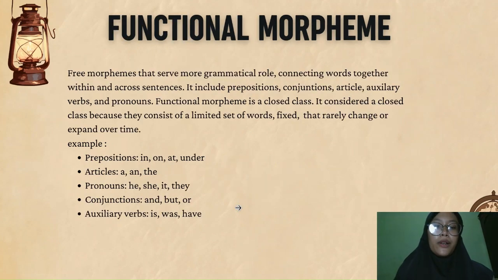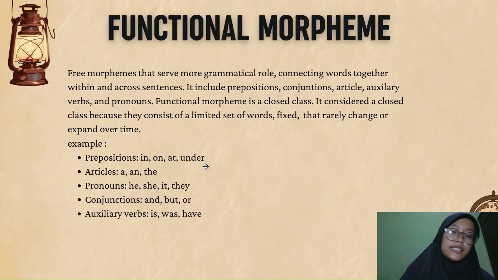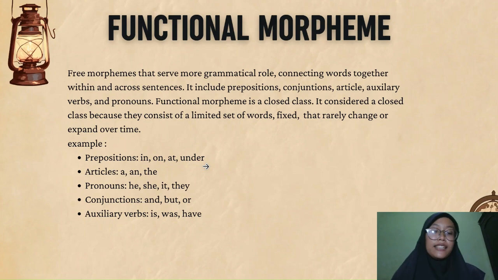Next is functional morpheme. It's a free morpheme that serves more grammatical role connecting words together within and across sentences. It includes prepositions, conjunctions, articles, auxiliary verbs, and pronouns. Functional morpheme is a closed class because they consist of a limited set of words, fixed, that rarely change or expand over time. The prepositions like in, on, at, under, articles a and the, pronouns he, she, it, they, conjunctions and, but, or, auxiliary verbs is, was, have, and etc.